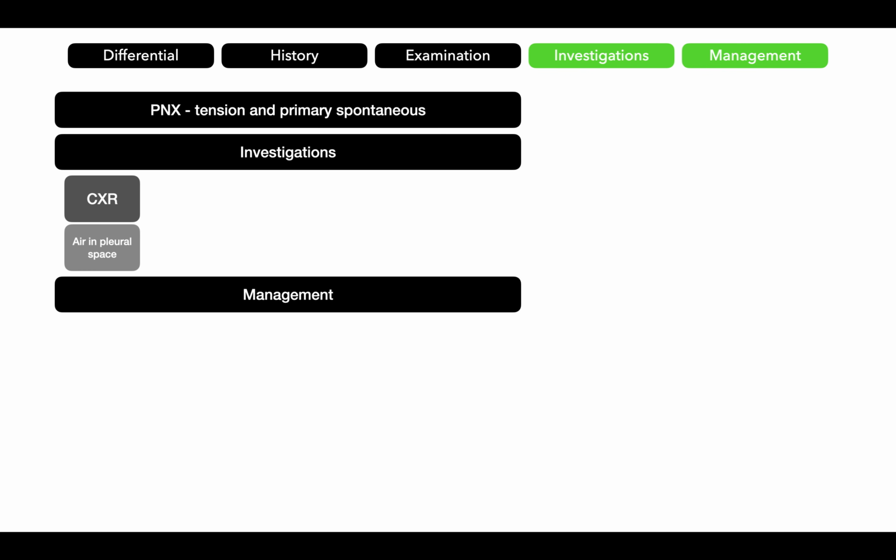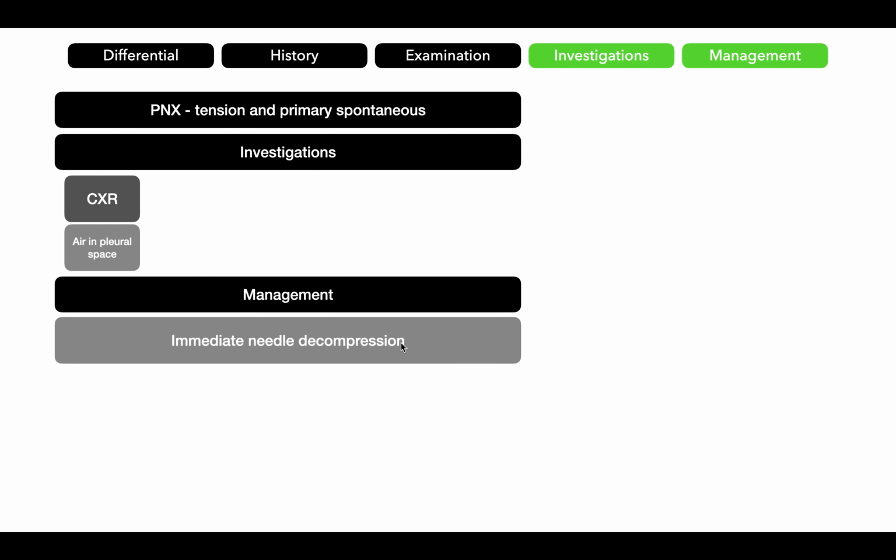Now, getting to the end now. So pneumothorax, tension and primary spontaneous. So the first line investigation is always a chest x-ray. Management is immediate needle decompression. That's in the second intercostal space, mid-clavicular line of the side affected ipsilaterally.